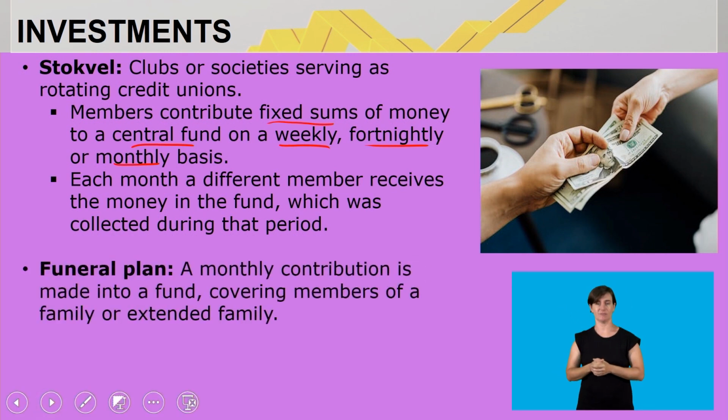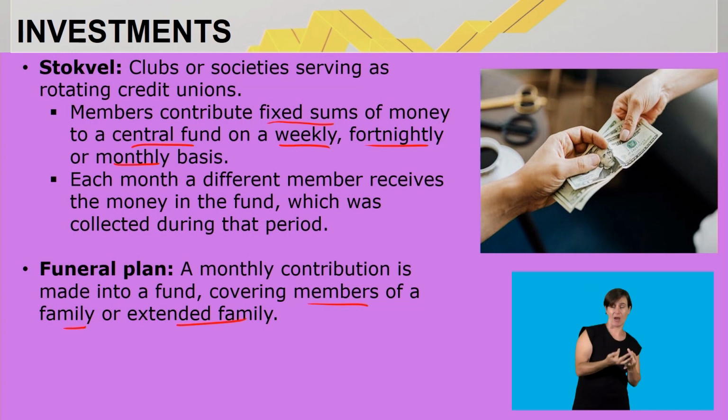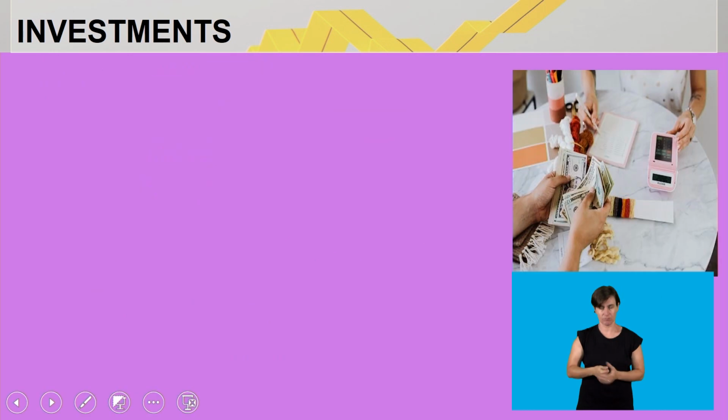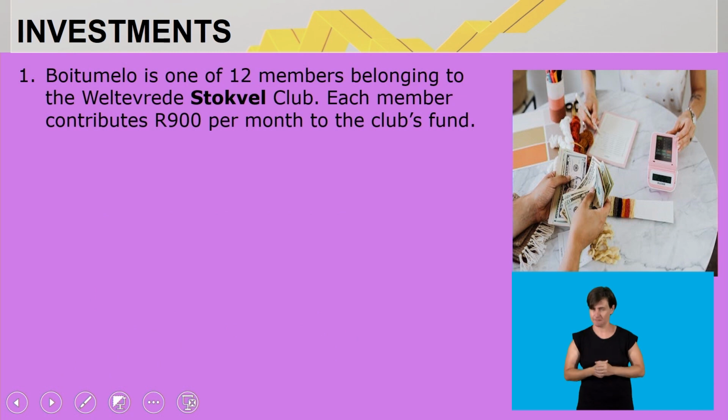We'll also look at funeral plans, right? This is where a monthly contribution is made into a fund covering members of a family or extended family. Then what is important here? After the death of a member of that specific family, a certain amount is paid out in one lump sum. Okay, now let's put this all into context. Now let's look at our first question.